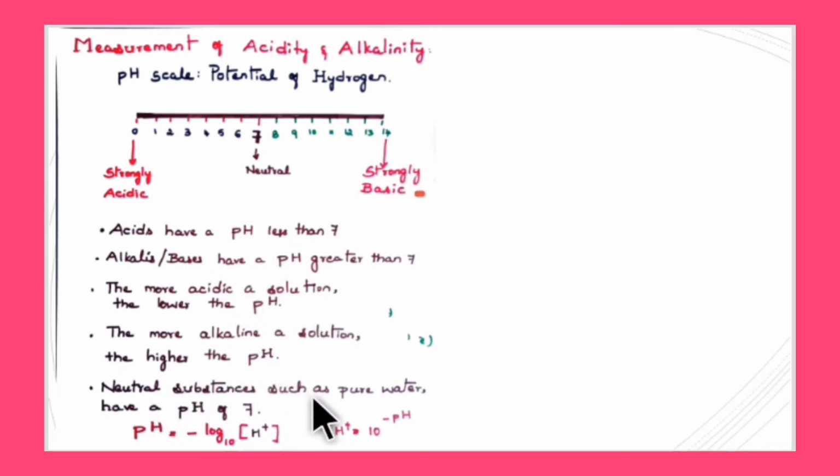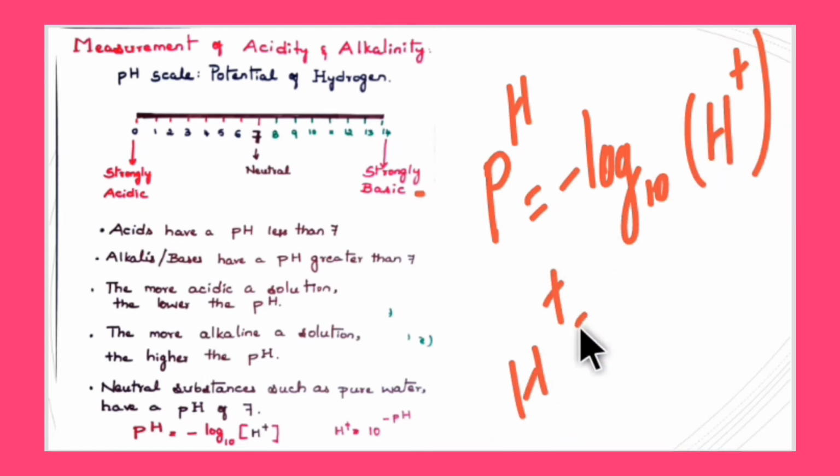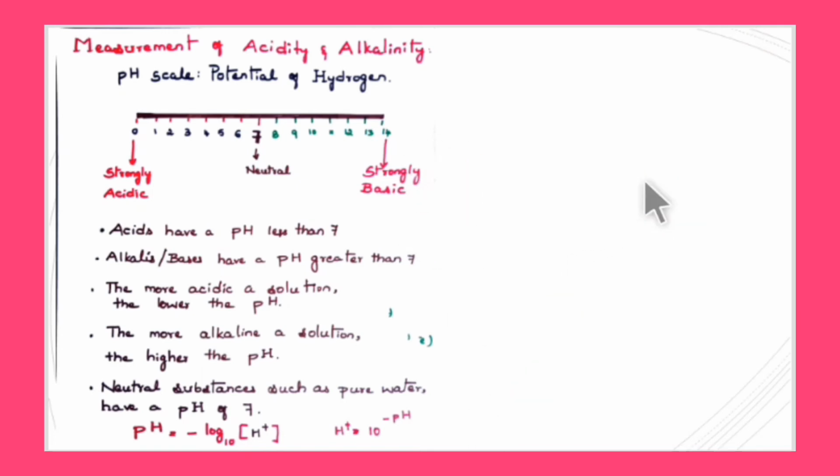Next, neutral substances such as pure water have pH equal to 7. And how do we define this pH value? pH is defined as the negative logarithm to the base 10 of hydrogen ion concentration. It is expressed like this: pH equals negative logarithm to the base 10 of H plus ions. So how do we write H plus ion? As H plus is equal to 10 to the power of minus pH. Like this we write. So these all might sometimes be asked in multiple choice questions.